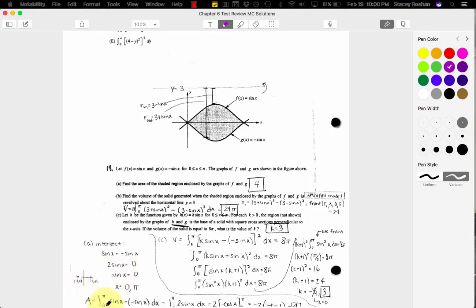And so I'm going to do the integral from 0 to pi of top curve minus bottom curve. So that's sine x minus negative sine x, which is 2 sine x. I'm going to factor that 2 out. And so I have 2 integral from 0 to pi of sine x. The antiderivative of sine x is negative cosine x. Remember, I had let that 2 just hang out. Evaluated between pi and 0.